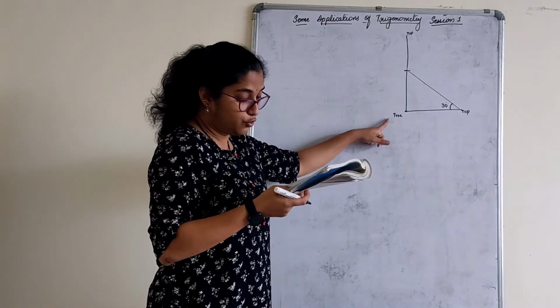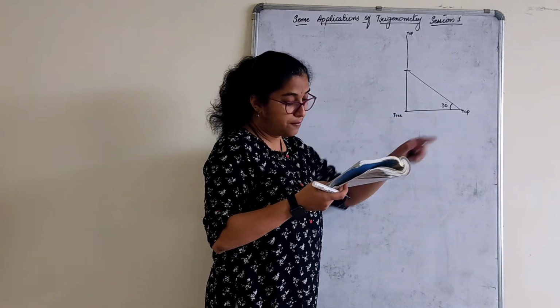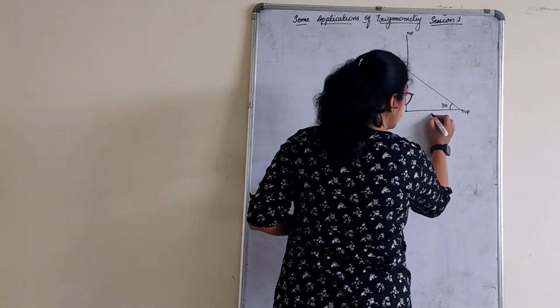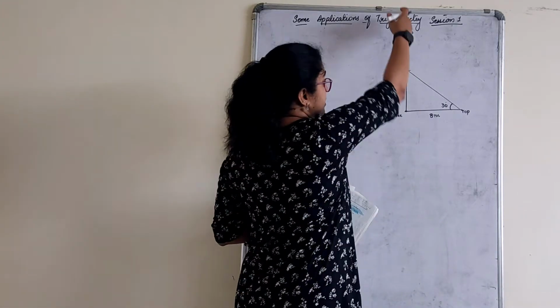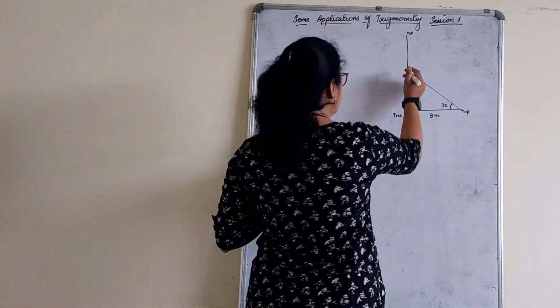The distance between the foot of the tree to the point where the top touches the ground is 8 meter. This is 8 meter. Find the height of the tree. The whole height of the tree is to be found out.